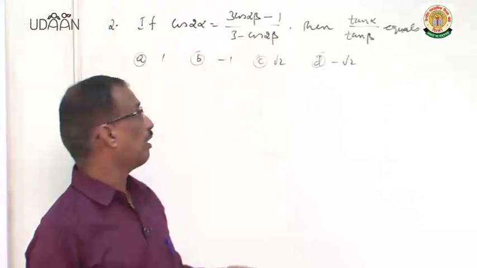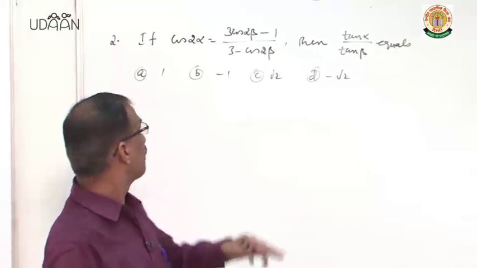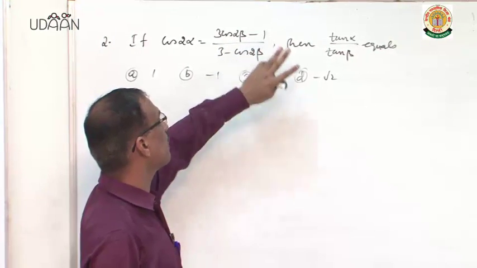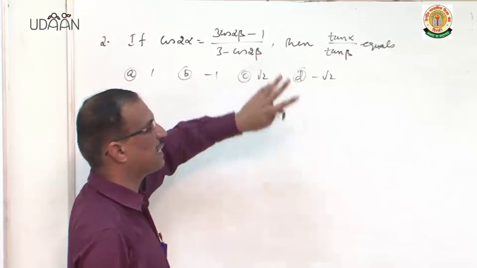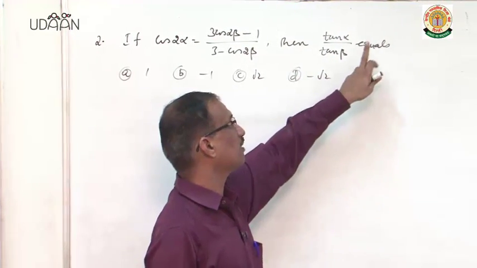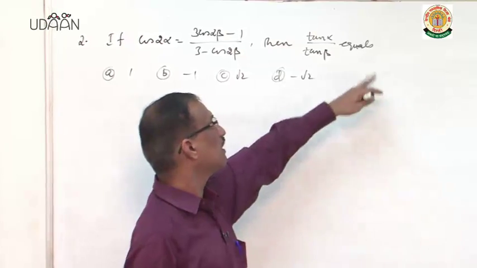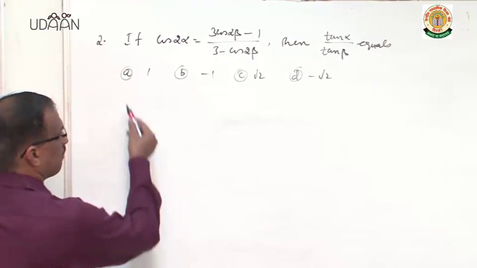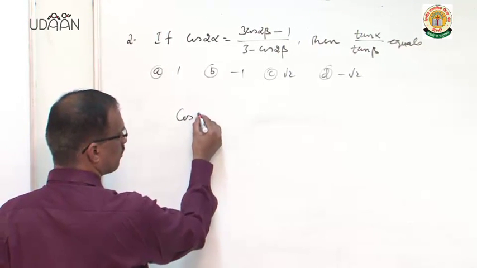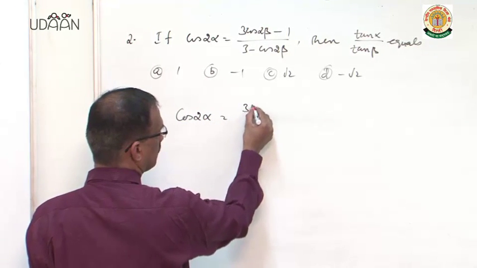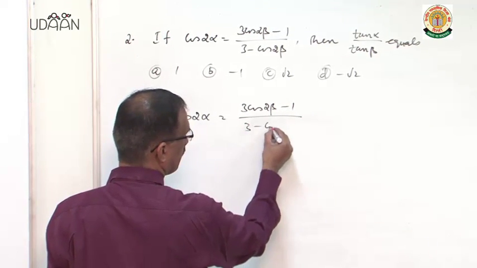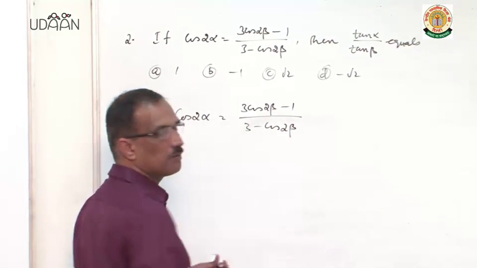this question. Now, the second question says, if cos 2 alpha equals (3 cos 2 beta minus 1) upon (3 minus cos 2 beta), then what is the ratio of tan alpha by tan beta? So, it may be the option of this one. So, what is given here? cos 2 alpha equals (3 cos 2 beta minus 1) upon (3 minus cos 2 beta).